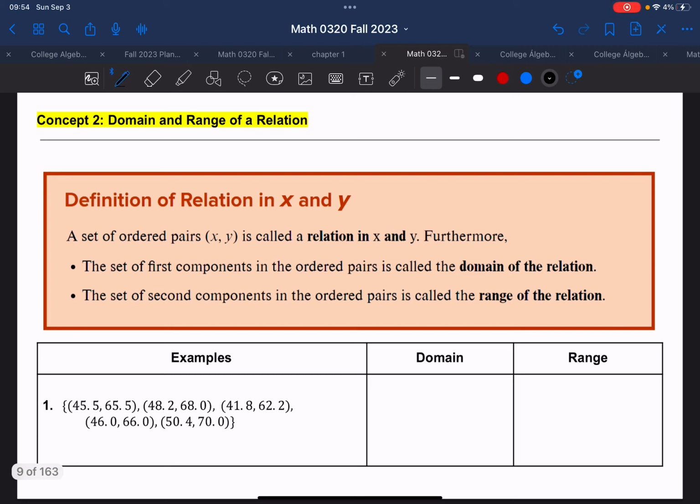Looking at concept 2, we have the domain and range of a relation. A set of ordered pairs x and y is called a relation in x and y. Furthermore, the set of the first components in the ordered pair is called the domain of the relation, and the set of the second components in the ordered pair is called the range of the relation. So all this is saying is that the x's are the domain and the y's are the range. That's all this definition is saying here.